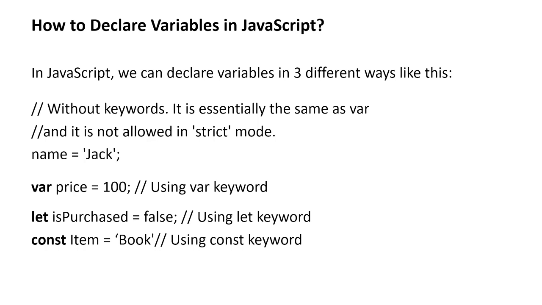How to declare a variable in JavaScript? In JavaScript we can declare variables in 3 different ways, like this: var price equal to 100, let is purchase equal to false, const item equal to book. So we can declare variables using these 3 keywords, var, let and const. And also, name equal to Jack. I have not declared any keyword here, so by default it works as a var.